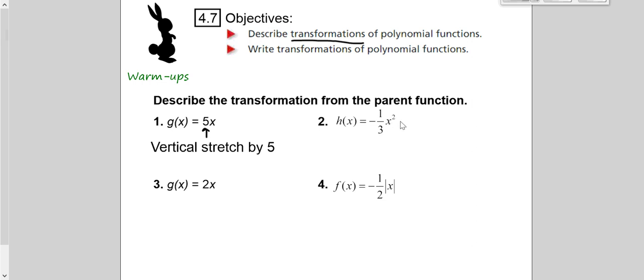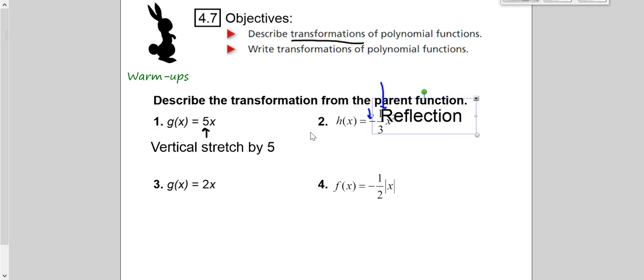It's a quadratic function, so its parent function is x squared. We're also multiplying by a negative. So for this one, there is a transformation for the negative, and a separate one for the 1/3. What happens when you multiply by a negative? It's called a flip or a reflection.